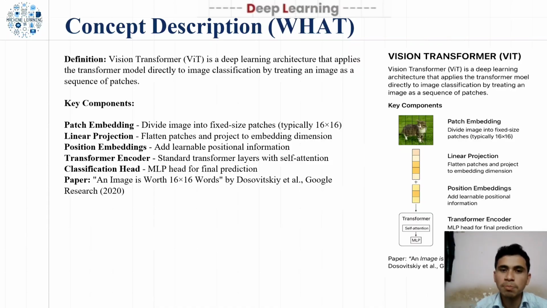The first is patch embedding, where we divide the input image into fixed-size patches, typically 16 by 16 pixels. Second, the linear projection, where we flatten these patches and project them into the embedding space. The third is the position embedding, which adds learnable position information to help the model understand the spatial relationships. The fourth is the transformer encoder, which uses the standard transformer layer with the self-attention mechanism. And finally, the classification head, which is the MLP head that produces the final prediction.